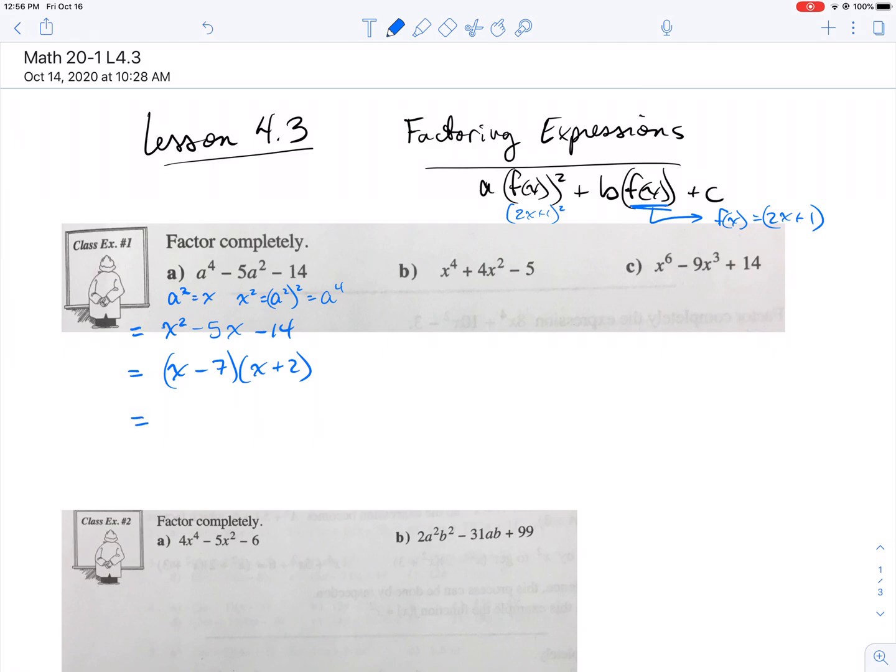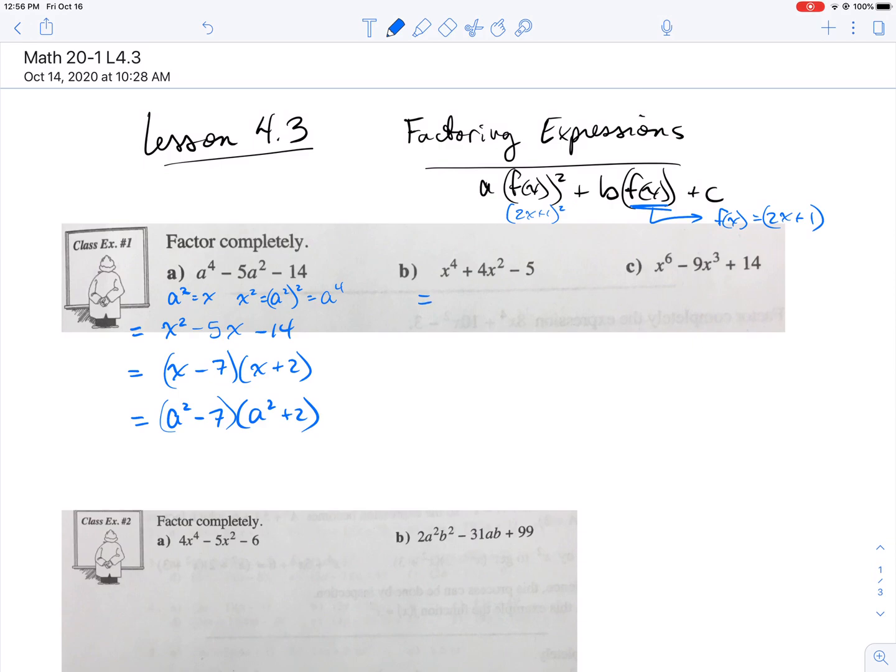Well, my original problem does not have an x, so I can't leave my answer like that. I have to reverse substitute, or substitute my values back in. So I'm going to have a squared minus 7 and a squared plus 2. There it is. If I multiply this out again, I'm going to get my original trinomial. So the same thing here. Oh, now there's my x.